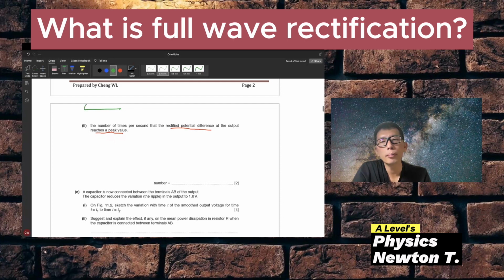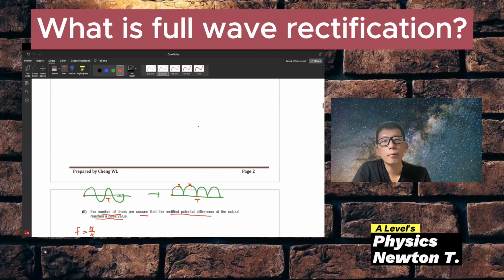I think you should know. This is the original wave, now it has been rectified to this shape. This shape is one cycle, so this is the period. To here, this is another period. So as we can see, in one period there are two peak values. Now we are looking for the number of times per second, so this is N over T. N over T basically will give you the frequency.